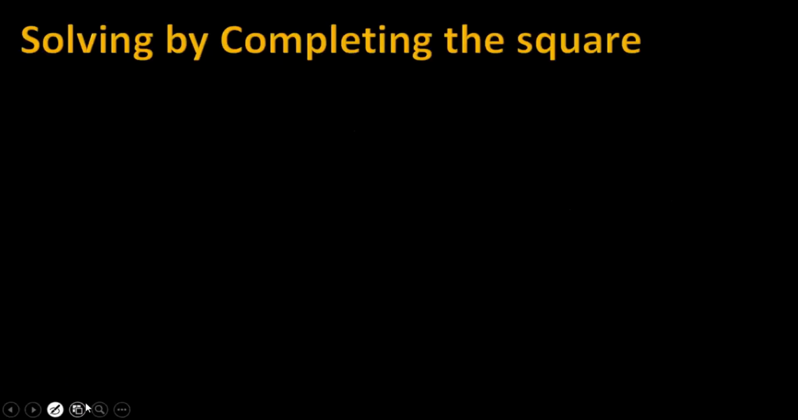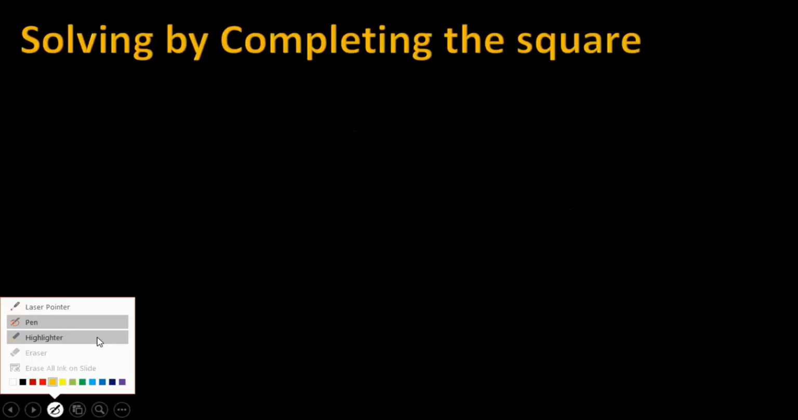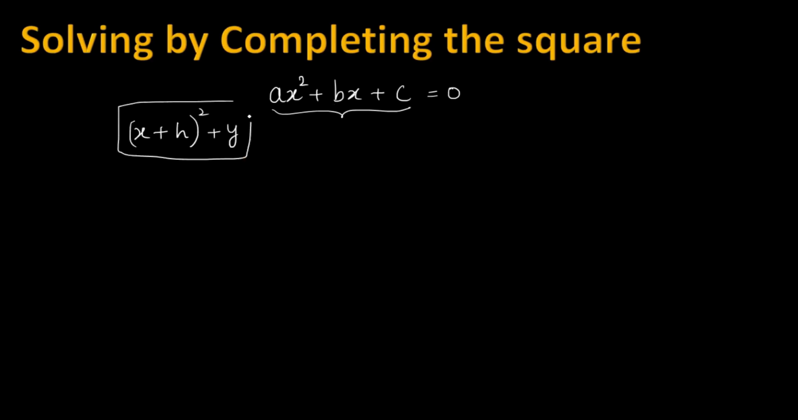Next method is by completing the square. So let's say we have a quadratic equation ax squared plus bx plus c is equal to 0. Now we have to convert this into this form, which is x plus h the whole square plus y. This is called the completing square method.